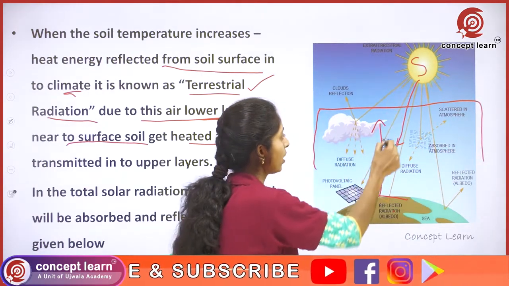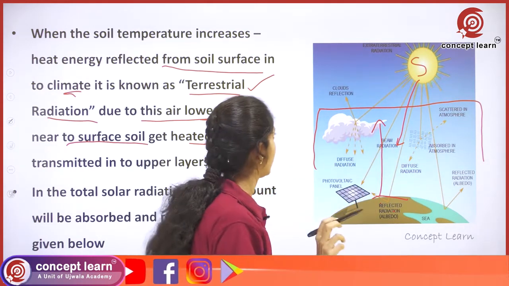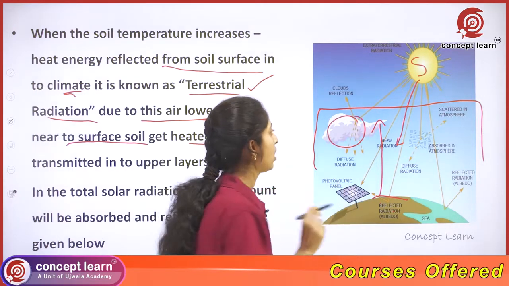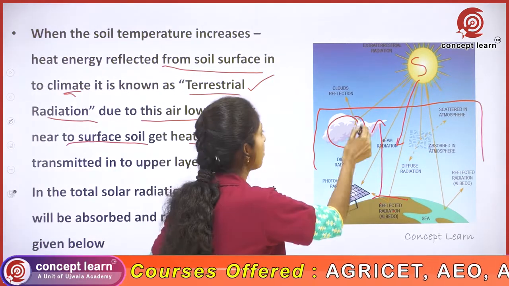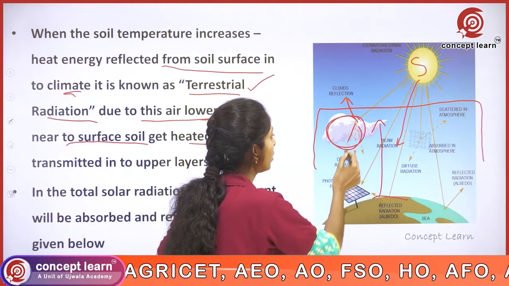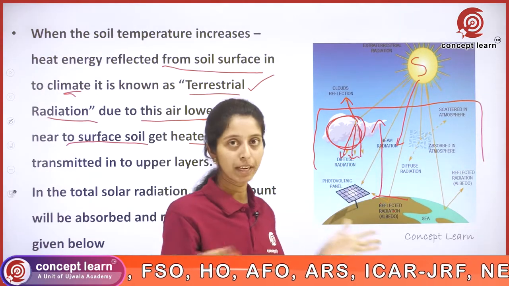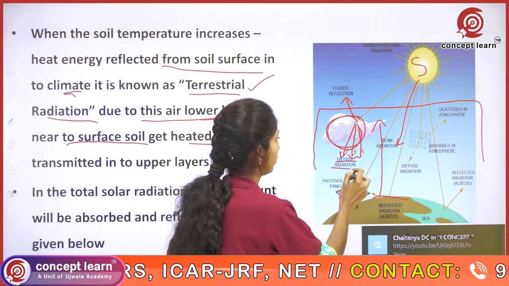When the solar radiation is passing through the atmosphere, some amount of solar radiation will be reflected by the clouds, because clouds are bad absorbers and good reflectors of solar radiation. Some amount of the radiation will be reflected by the clouds. Some amount of the energy gets diffused. Diffused means it gets spread out. So, some amount will be diffused.